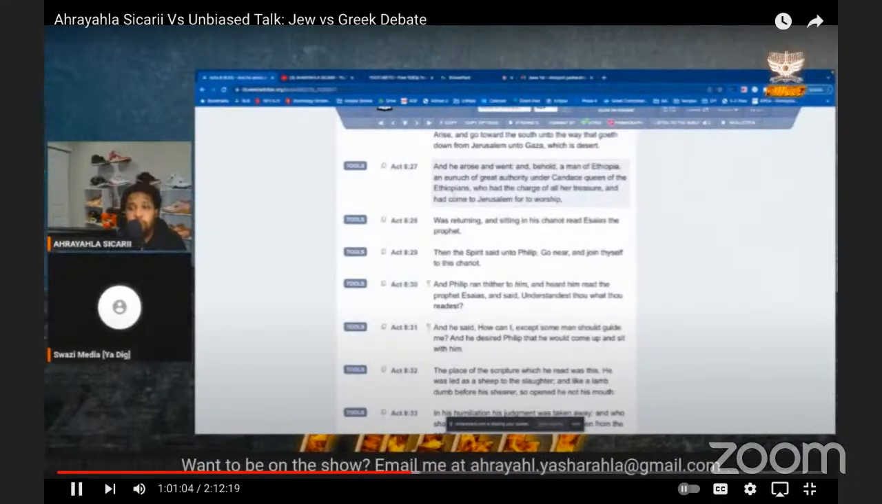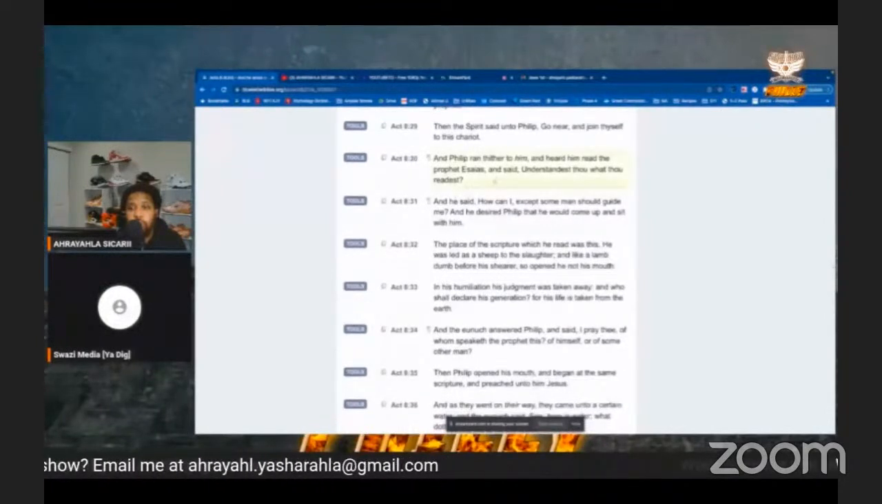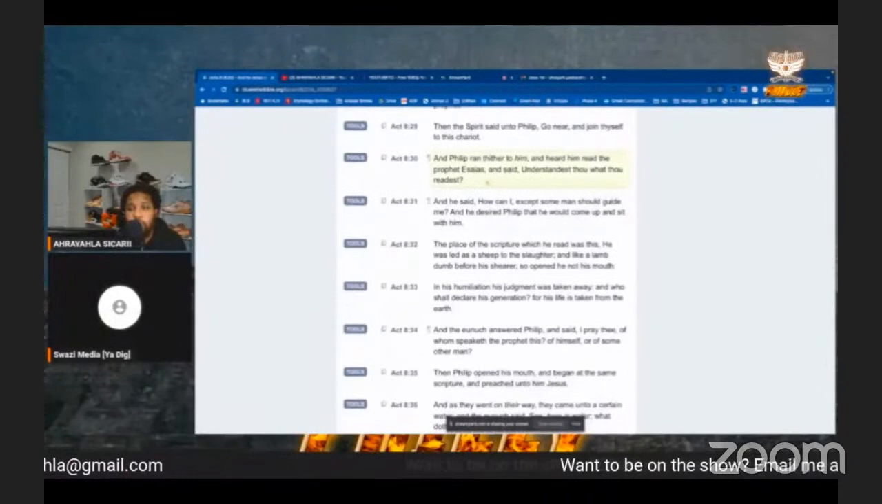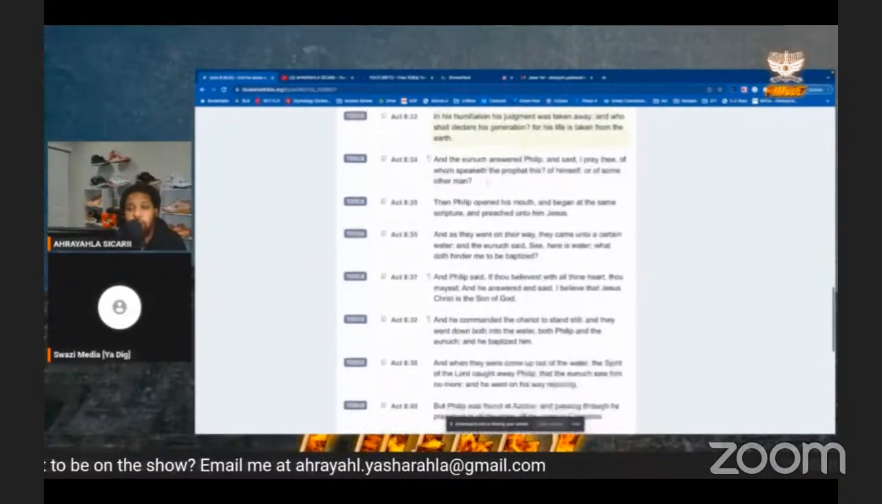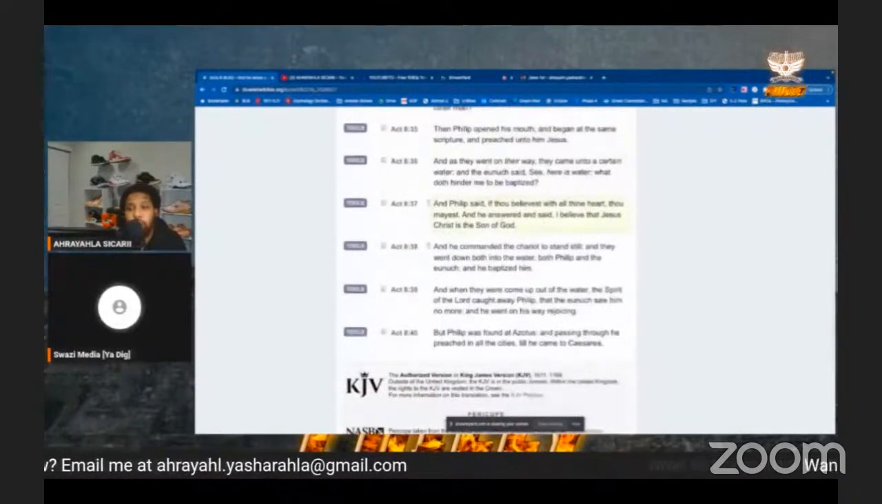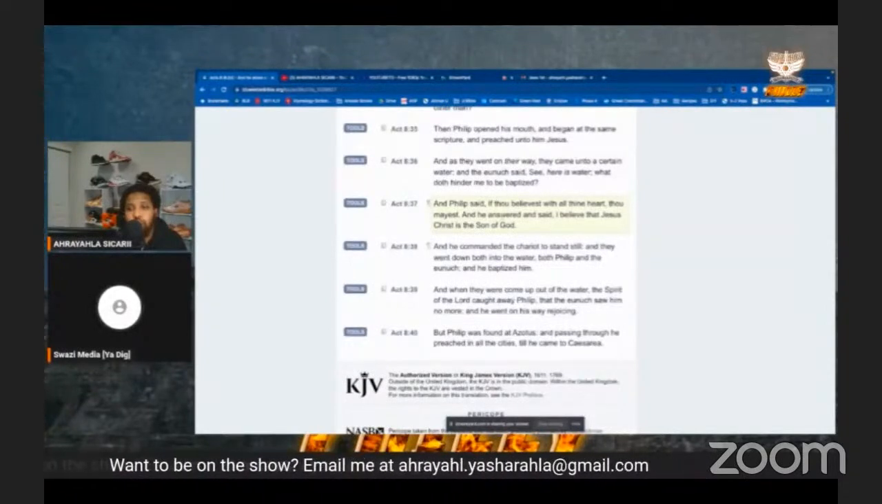Now, if you go to verse 30, it says, and Philip ran thither to him and heard him read the prophet Isaiah. So you got these heathens reading the scrolls, and he said, do you understand what you read? Then if you bump down to 37, Philip said, if thou believest with all thine heart, thou mayest. And he answered and said, I believe that Jesus Christ is the Son of God. This is an Ethiopian. In verse 38, let me see if I can see it.